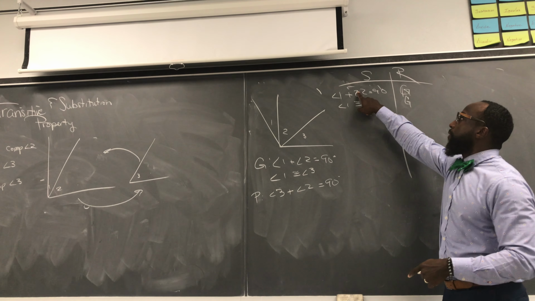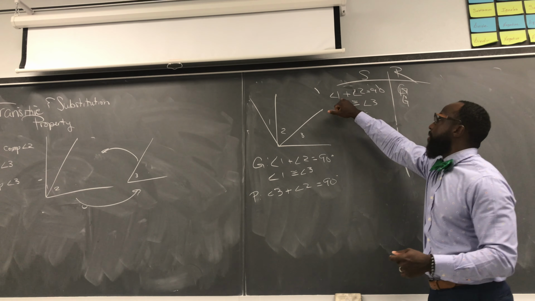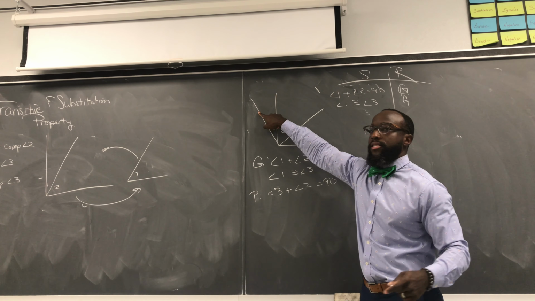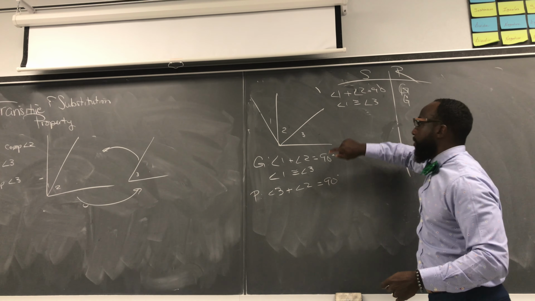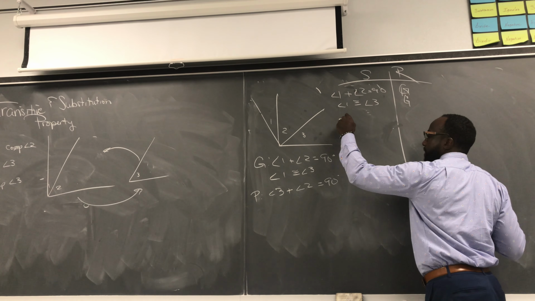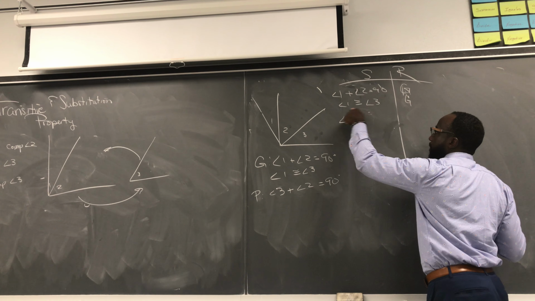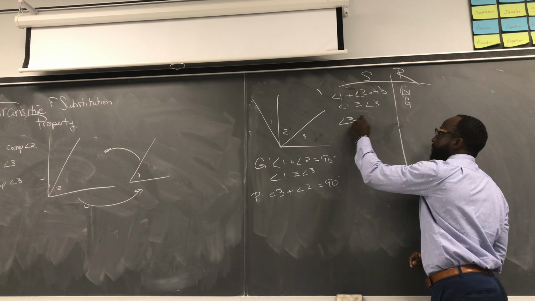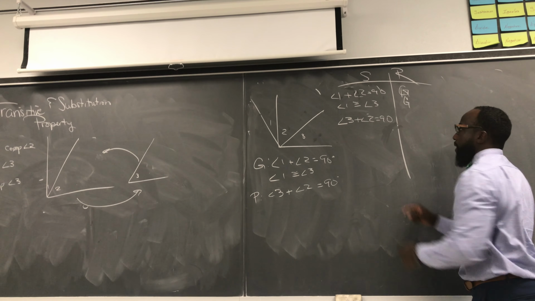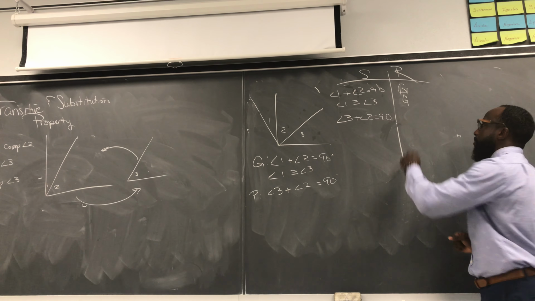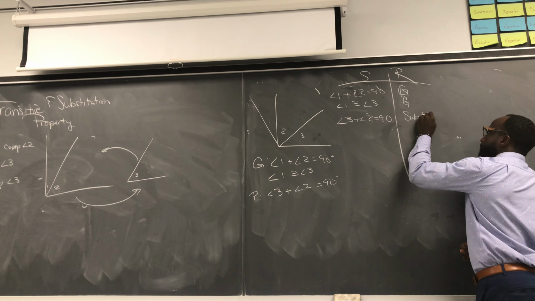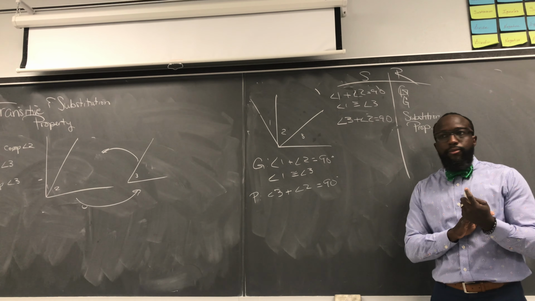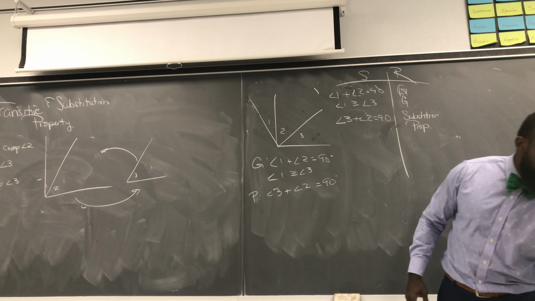So we don't need to go through an extra song and dance. It said one and two are 90 degrees. One and two are complementary. They said one and three are the same thing, right? Therefore, you can just go straight to our proof and say, because these two are congruent and these are complementary, then when you put three in the place of one, you get the same thing. They are complementary because of substitution properties. Substitution properties. That's it. Substitution property.